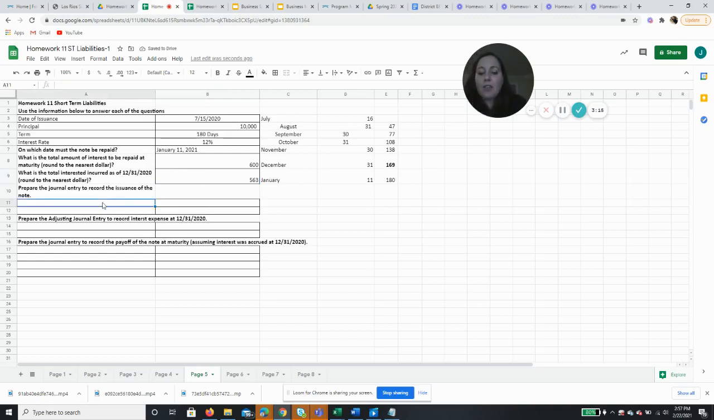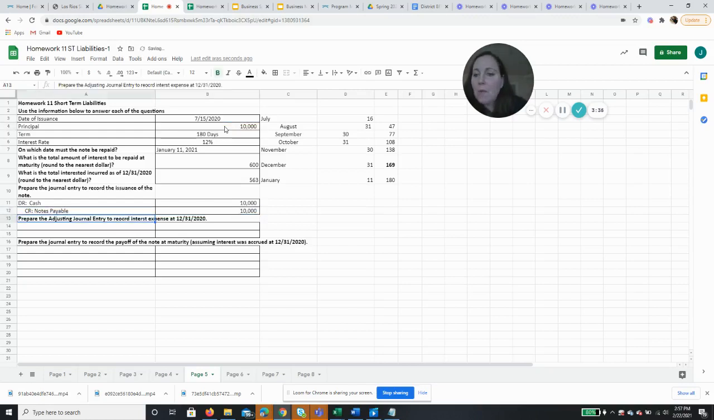All right, so at issuance, we're going to debit cash because we're going to get cash. The point of the notes payable, so we can get some cash. We're borrowing money for $10,000, and we are going to credit notes payable for that same $10,000.